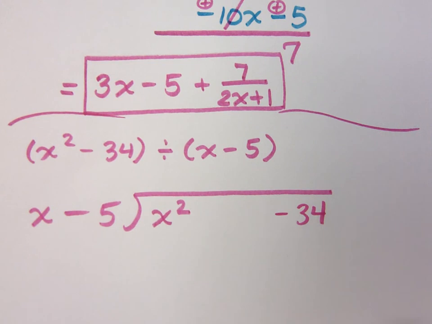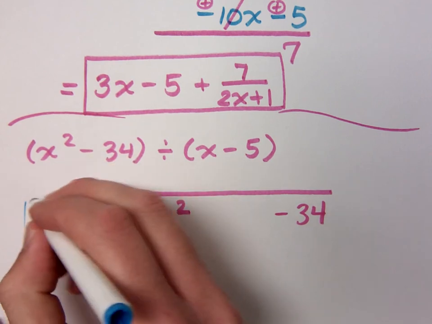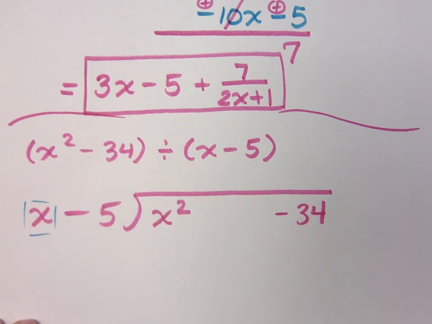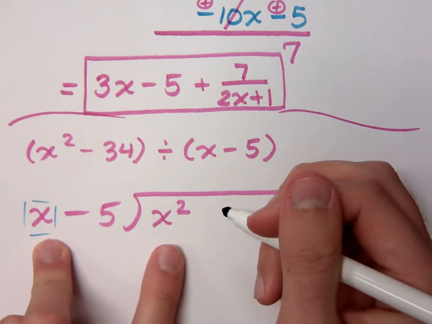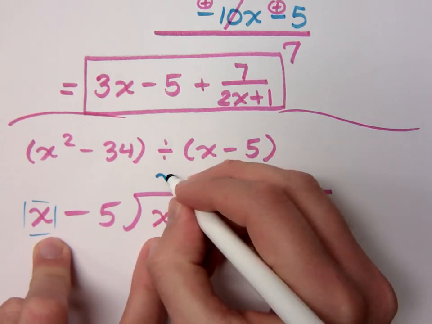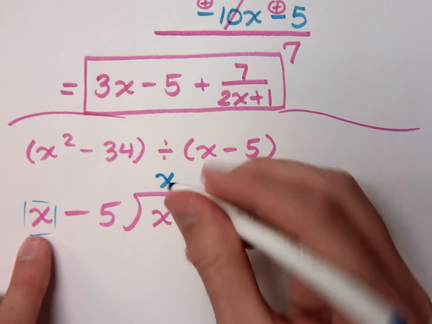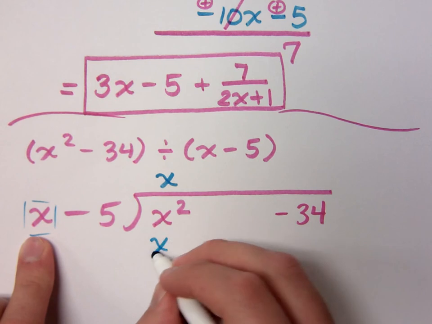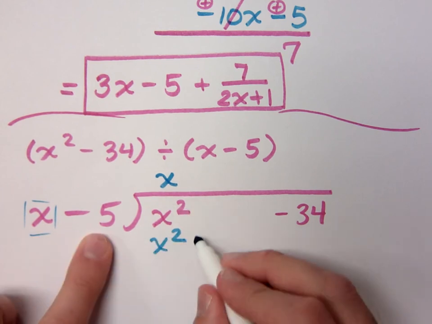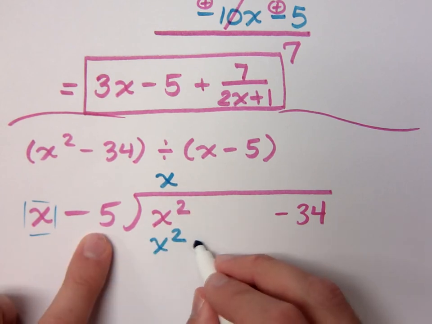Okay, just trust me here. You're going to see what happens as I go through the process of doing the long division. All right, so there's my x. What would I multiply x times to get x squared? So put that up top, this is the same thing we've always been doing. So now multiply. x times x is? x squared. x times negative 5? Negative 5x.